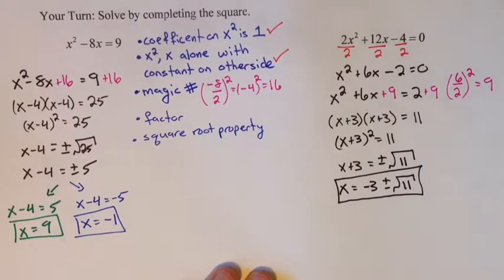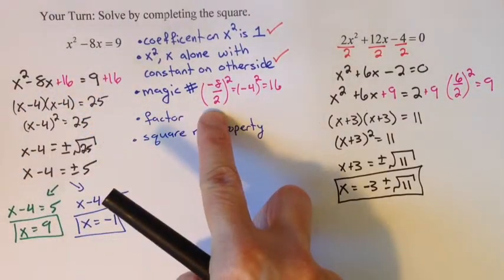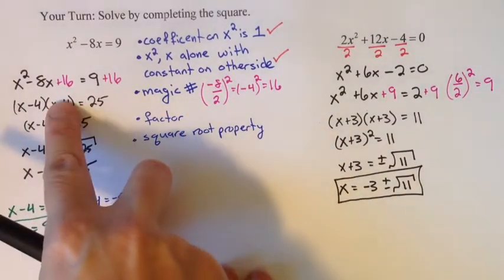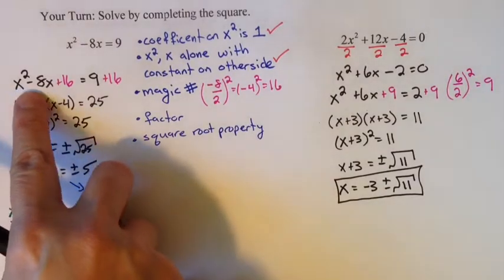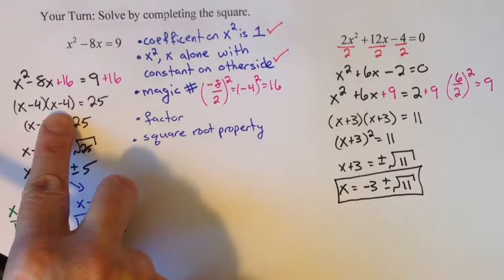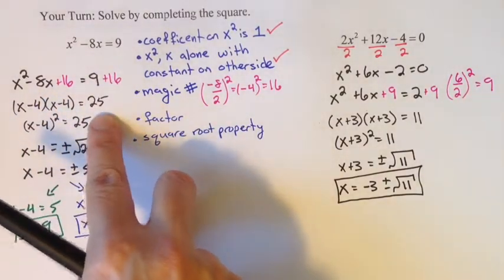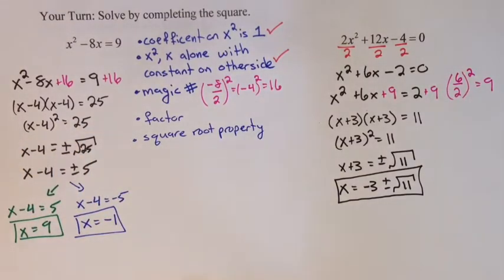Third step, find the magic number. So I take my b term, divide it by 2, and square it to get 16. Then I add that to both sides of the equation. Next, I factor. So x squared minus 8x plus 16 factors as x minus 4 times x minus 4, and the 9 plus the 16 simplify to be 25. Now I have x minus 4 squared equals 25. I'm ready to solve this using the square root property.